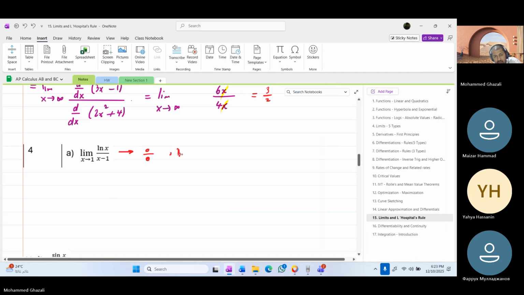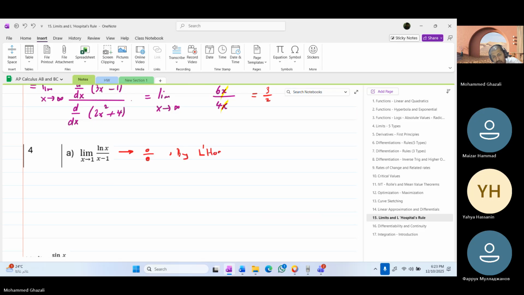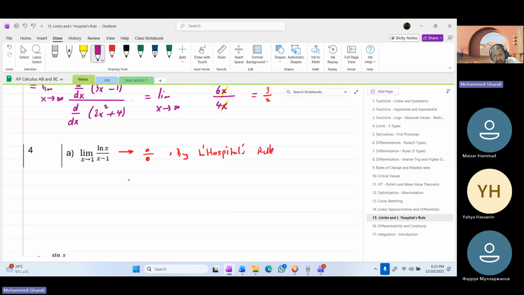By L'Hopital's rule, applying L'Hopital's rule, we need to say d dx. Does anyone know the derivative of ln x? It's 1 over x. Take the x in the denominator and differentiate the x. Good. So we're going to say limit as x approaches 1. Now, remember in the exam, if you have to write it out, you must write d dx. I'm going to leave it out now because I'm just creating two functions, f and g.